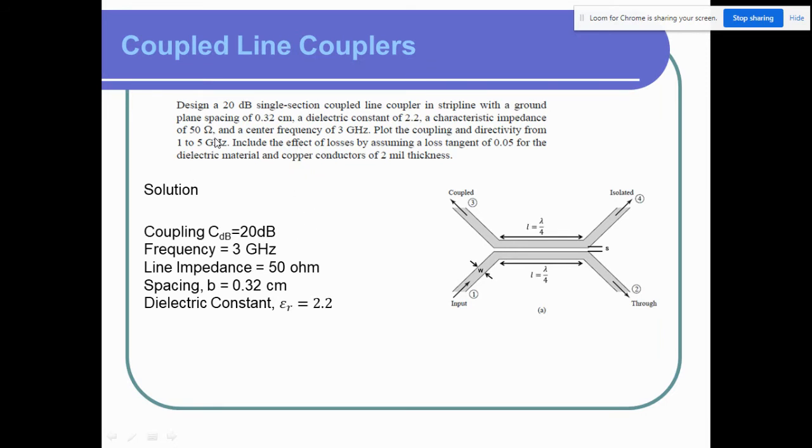So now we extract what we have here. The coupling is given as 20 dB. So C dB is actually the coupling in dB here. The frequency is given as 3 gigahertz. Line impedance is given as 50 ohm. Spacing is given as 0.32 centimeter, and then the dielectric constant is given. So we will find out what is the S, what is the W, what is the L. Let's go to the solution.